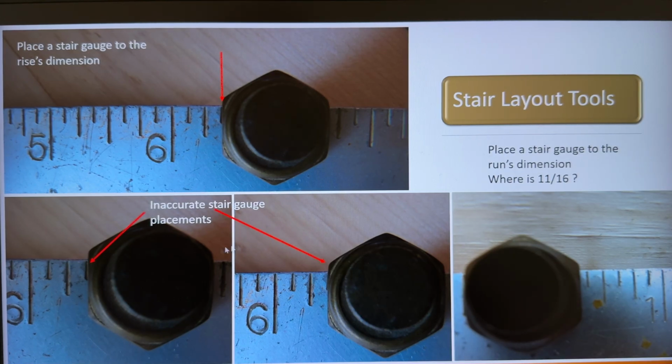These two other examples are inaccurate placements. This one is overshot, this one is undershot, because here the edge of the stair gauge covers the entire width of the stamped-in mark, and this one is moved a little bit past, behind or beyond the entire mark for 6 3/8. So where you put the stair gauges will be very important to produce uniform risers and runs.